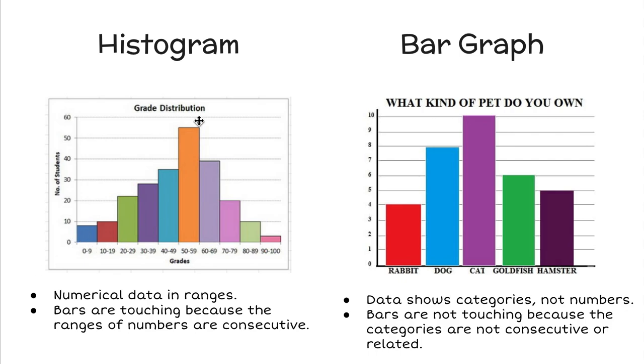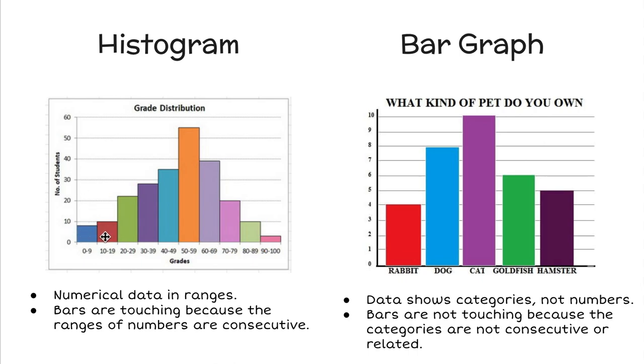So by that we mean in this histogram, it was discussing the grade distribution for the number of students and what grades they received. So there were students that received between a 0 and a 9. They received 10 to 19, 20 to 29, etc., all the way up to 100%. But because these ranges are back to back, because if you get 9%, that's right before you could get 10%, so they are intervals that are consecutive to one another, these bars are going to be touching.